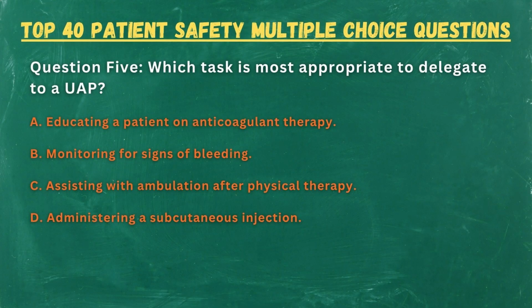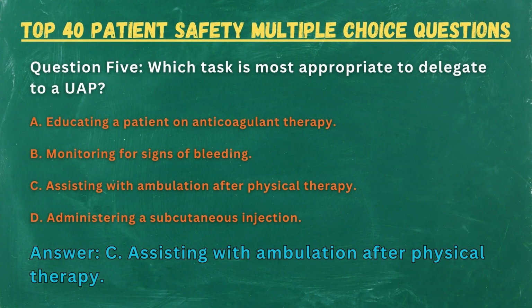Question 5. Which task is most appropriate to delegate to a UAP? A. Educating a patient on anticoagulant therapy. B. Monitoring for signs of bleeding. C. Assisting with ambulation after physical therapy. D. Administering a subcutaneous injection. Answer. C. Assisting with ambulation after physical therapy.